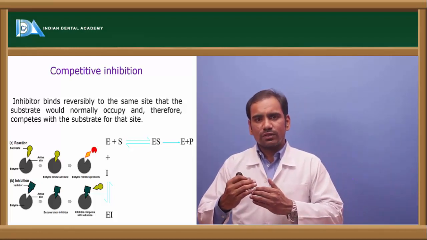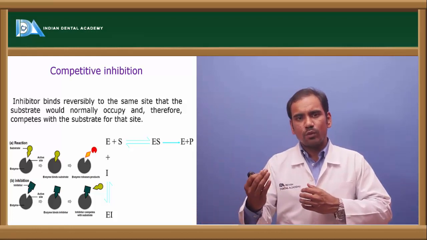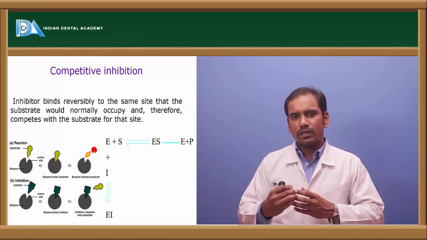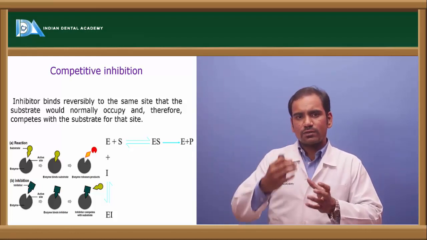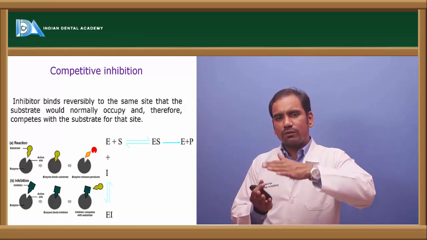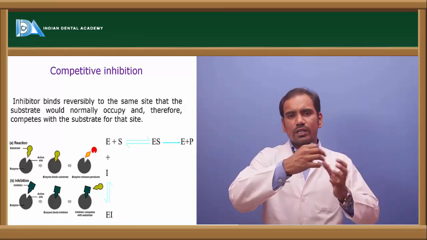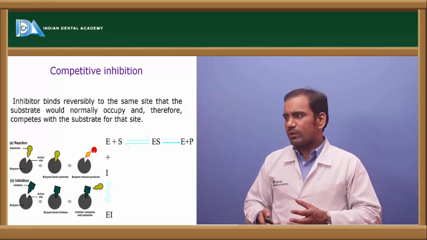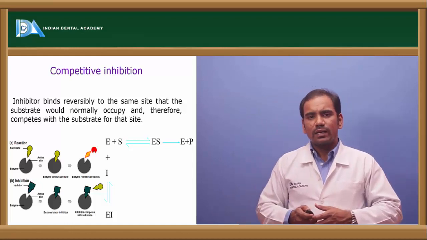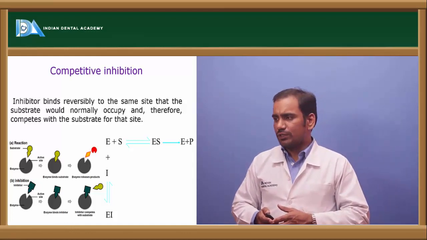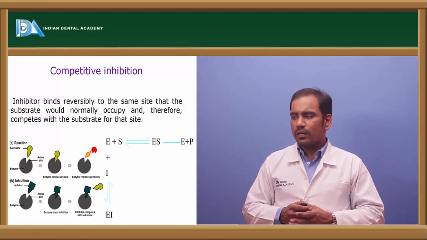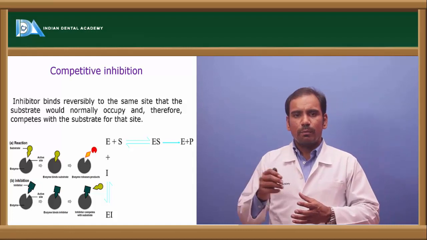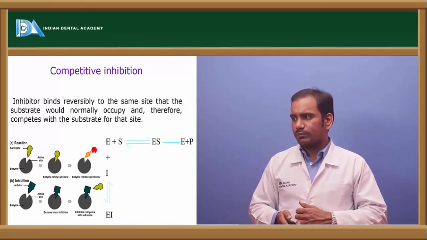Whichever concentration is more matters. If the concentration of substrate is more, it forms the ES complex and forms the product. If the concentration of inhibitor is more, the inhibitor competes for the active site of the enzyme, binds there, and forms a complex that cannot give rise to product. Most drugs act by this mechanism, competitive inhibition. In this picture you can see that when the concentration of inhibitor is more, it binds with the enzyme and forms the EI complex.